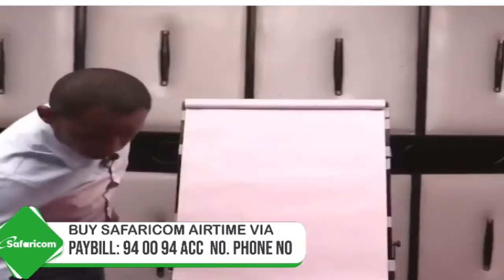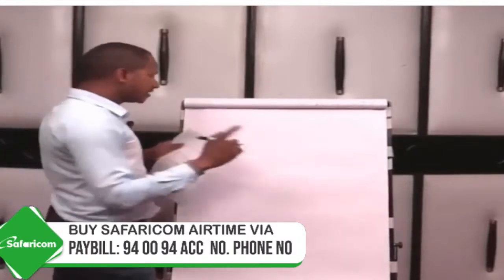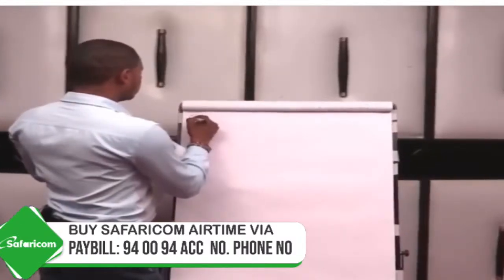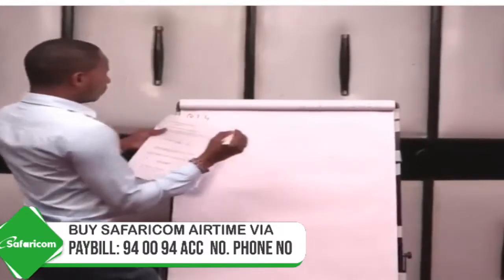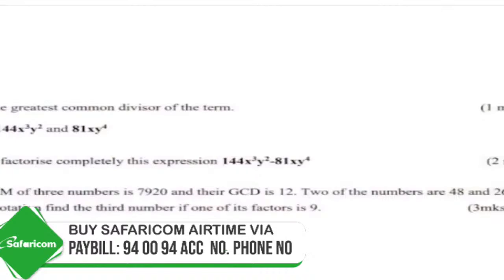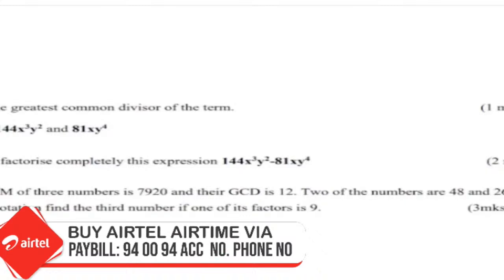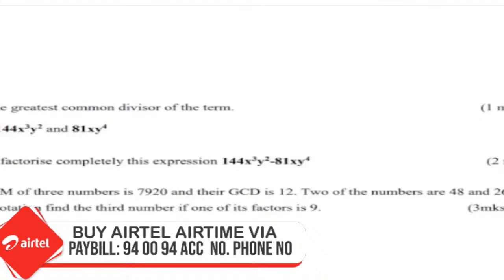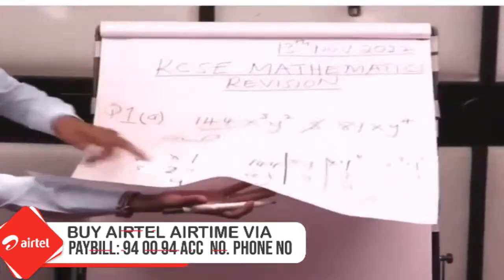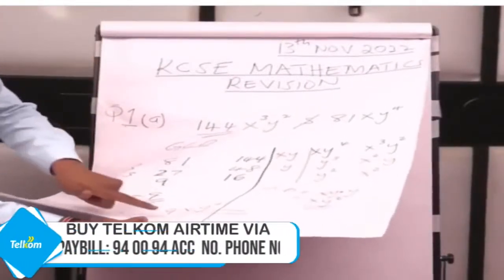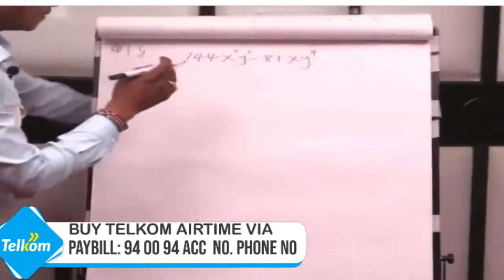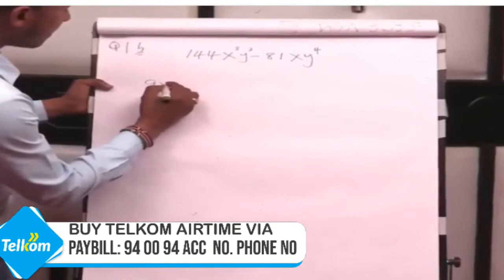So the next question, there's a part B of that question, question 1B, which tells you, hence factorize completely this expression: 144x cubed y squared minus 81xy raised to power 4. So you are told to factorize this completely. But from A, we found that the GCD, the greatest common factor, is 9xy squared. So just come here and write 9xy squared.